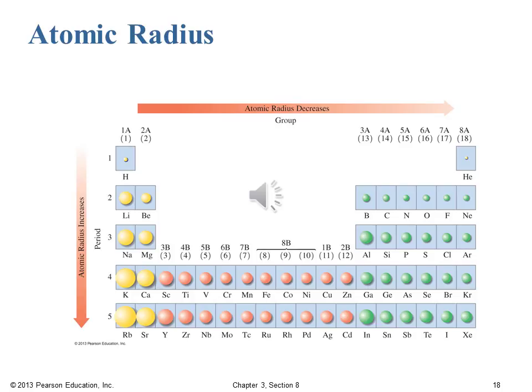But again, the key feature, what changes the identity of the element, is the number of protons in the nucleus. So you're increasing the number of protons in the nucleus. That increases the nuclear charge, and that causes the valence electrons to be more strongly attracted to that higher nuclear charge. So if we're looking for the smallest element, we're looking up and to the right, so that would be helium. If we're looking for the largest element, we're looking down and to the left.